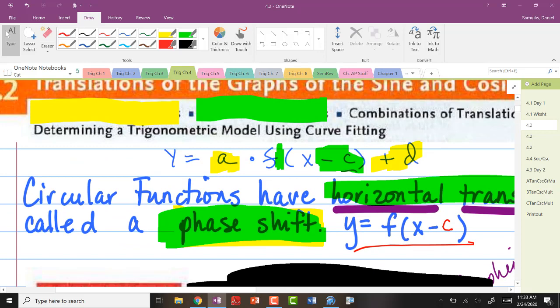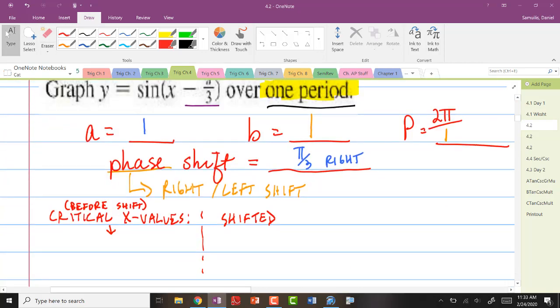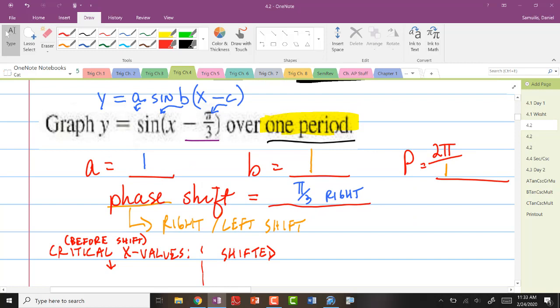Or back up to here. That's why it's written like this: minus C plus D. If C is positive, then it's right. If C is negative, then you'd see X plus a number in there. Opposite. Then plus D, if D is positive, up; D negative, down. That would be minus D on the outside is how that would look. But anyway, it's pi over 3 right. And I hope you remember that right-left shifts, you think opposites.